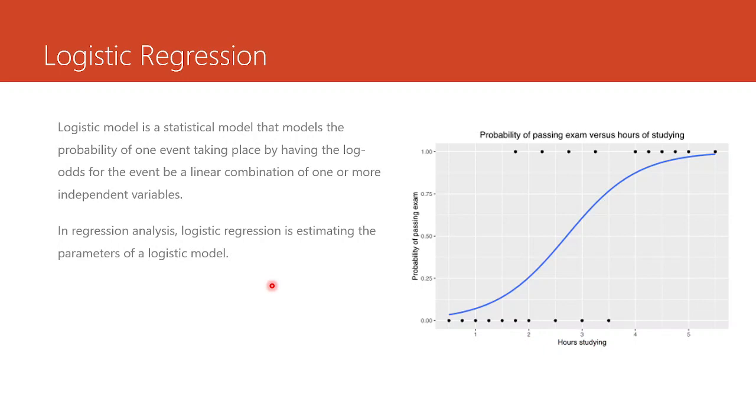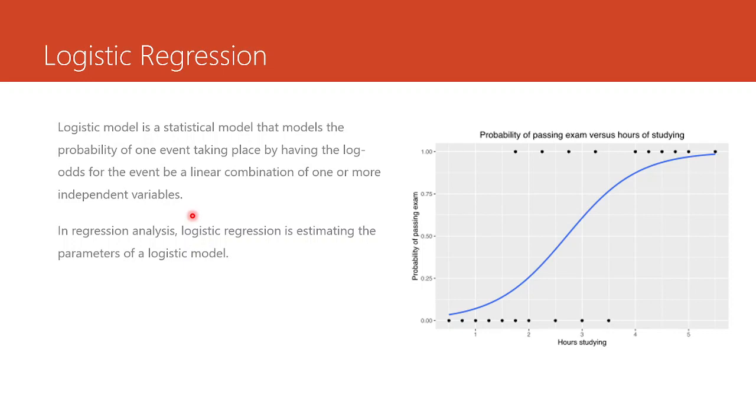Then we have our logistic regression. What is logistic regression? A logistic model is a statistical model that models the probability of an event by taking the log of the odds of the event as a combination of one or more independent variables. It tells us the possibility of an event. So what is an example of logistic regression? A simple example is whether it will rain, or whether there will be a thunderstorm.